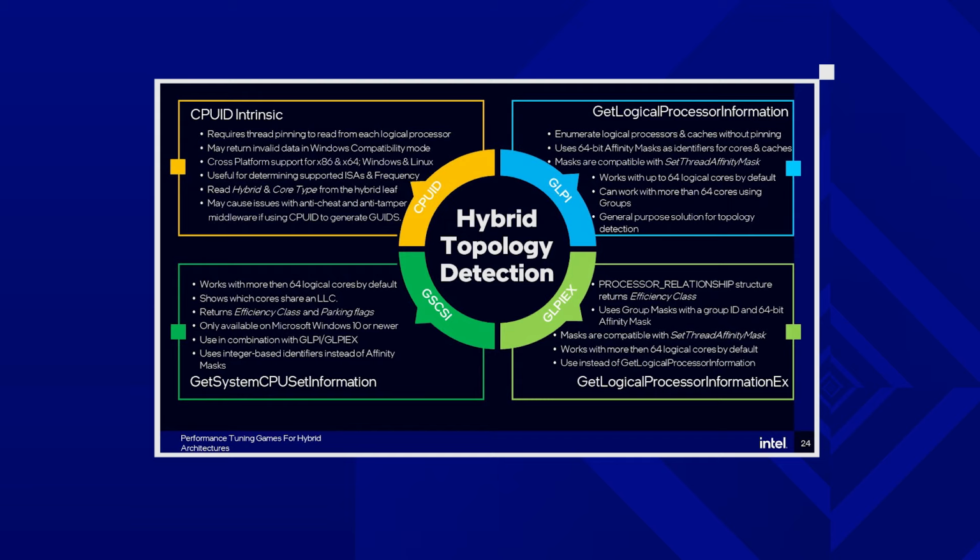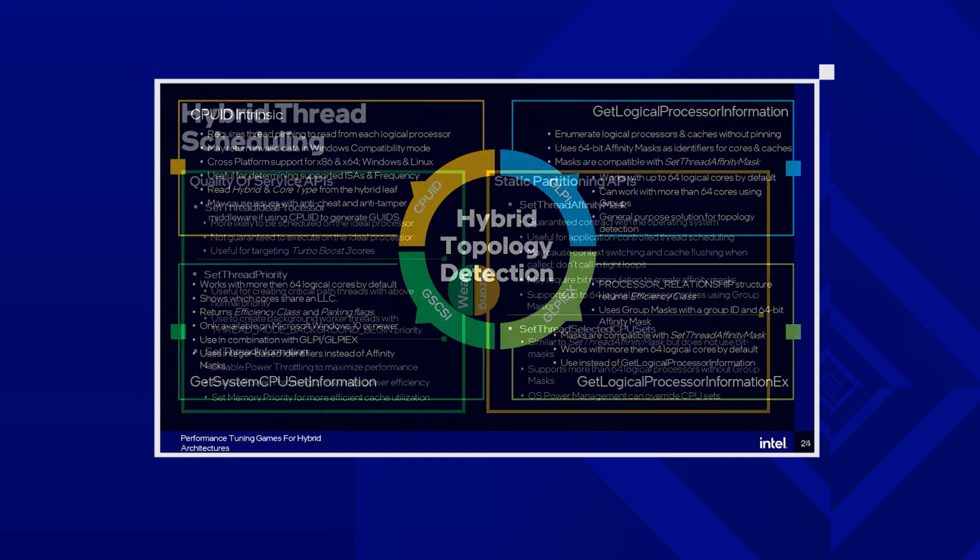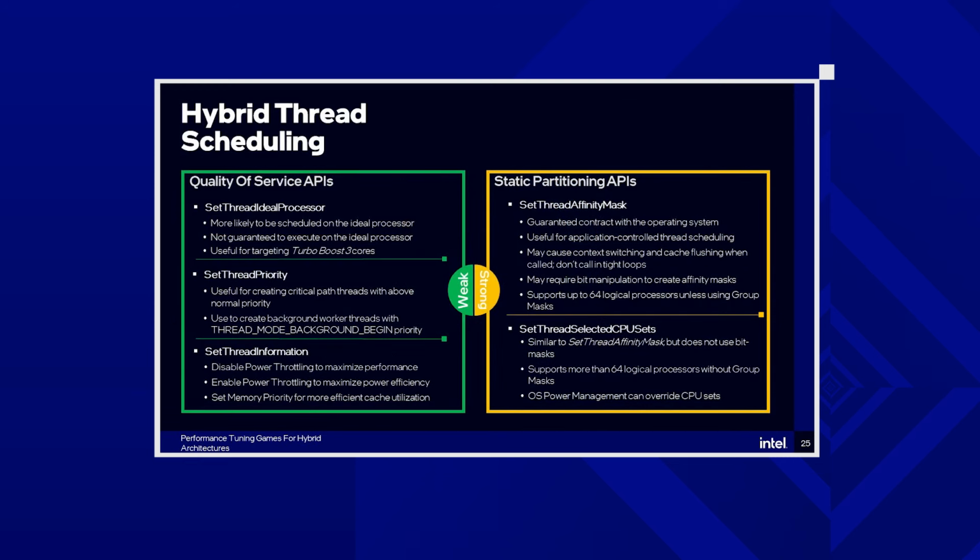We would recommend that you use this instead of GetLogicalProcessorInformation, as that API is somewhat out of date. Right, so now that we know how to detect these cores, how do we control the scheduling? Well, there's a couple of different ways. There's weak partitioning and there's strong partitioning. We're going to go through both, but we really recommend that you use weak partitioning so the hardware guided scheduler can override your choices if it's better.